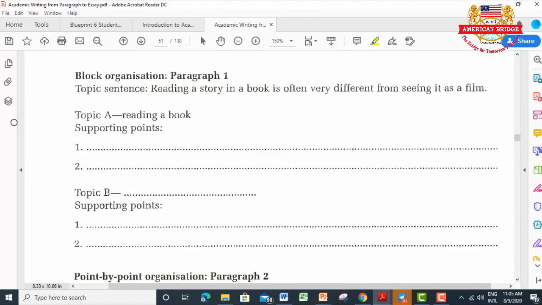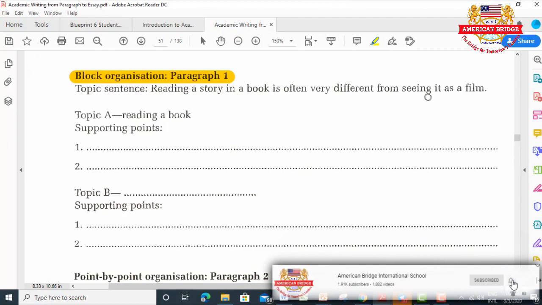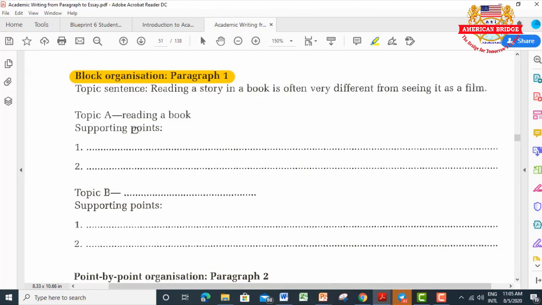Okay, so to go back to the block organization, the topic sentence: reading a story in a book is often very different from seeing it as a film, right? So topic A, reading a book, with supporting points, and topic B, with supporting points. So what are the points for topic A, everyone? So without further ado, teacher would like to explain more regarding this.